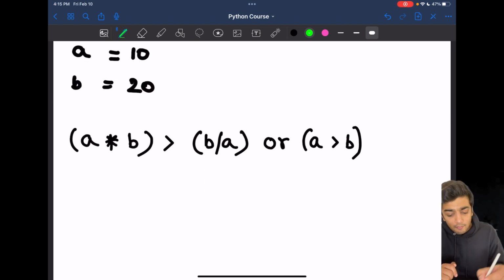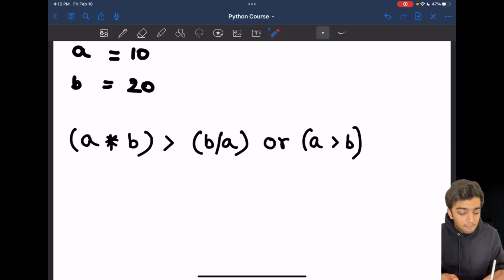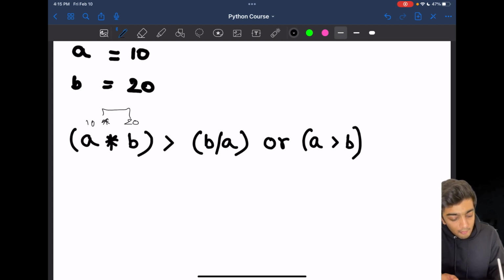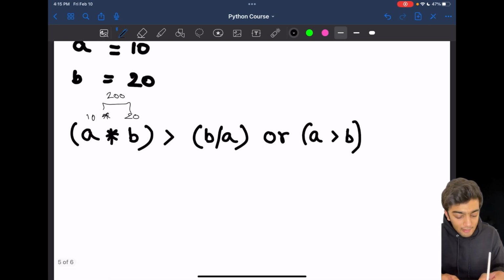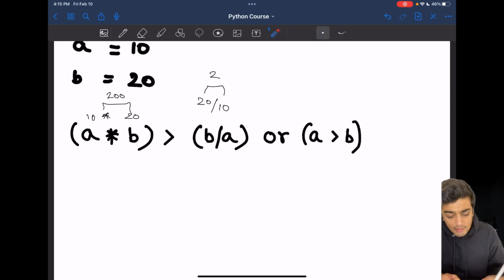Now, in the next example, we've got again a equals 10, b equals 20, and here we've got some mathematical calculations going on. So, first off, we have a multiplied by b. So, that would be 10 multiplied by 20, which is 200. Then we have b divided by a. So, that is 20 divided by 10, which is, sorry, 2. Then we have an or, and then we have a condition A is greater than B. We'll take a look at the conditions in just a bit.